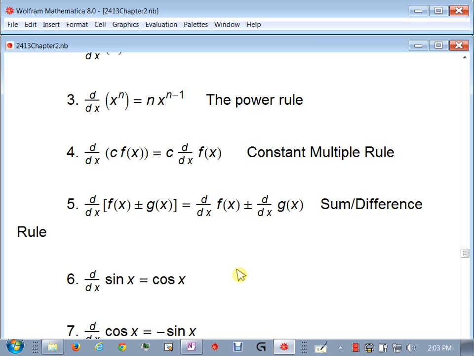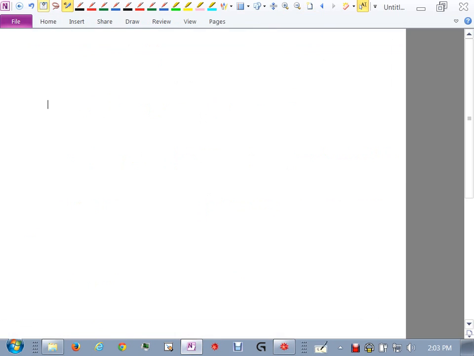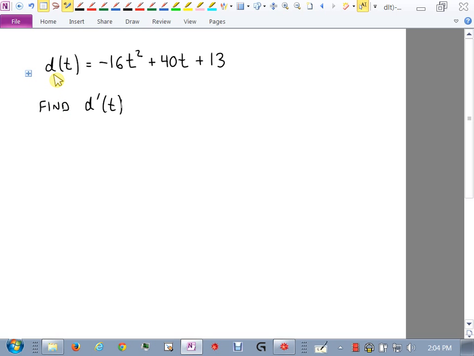And that's a great thing. I will show you an example of this. Sum and difference rule. So let's say that I have a function, d of t equals negative 16t squared plus 40t plus 13. I would like for you to find d prime of t. How many terms does the function d have? How many terms? 3. 1, 2, 3, right? Terms are separated by addition and subtraction. Agreed?